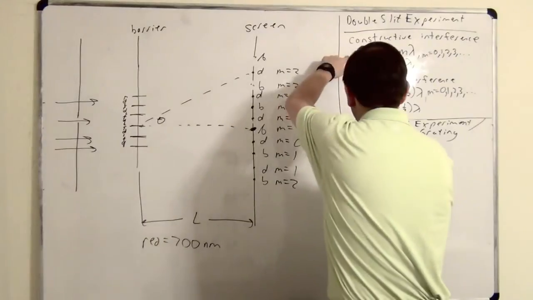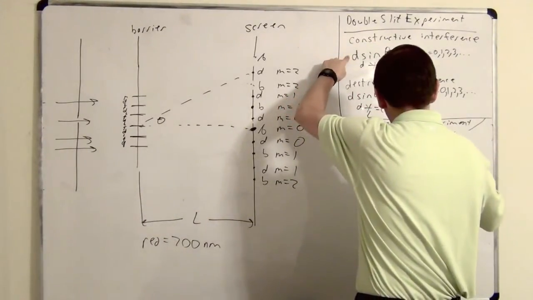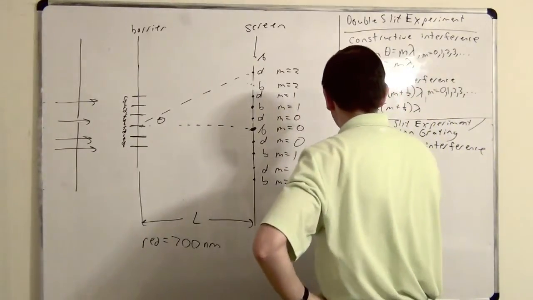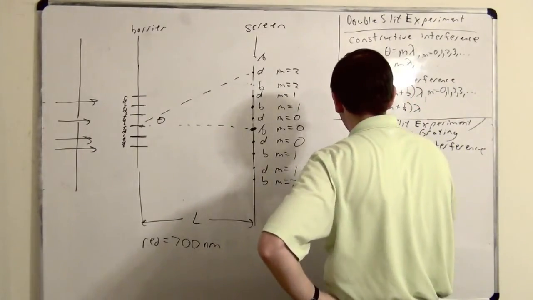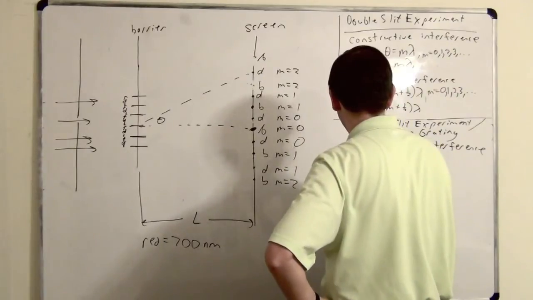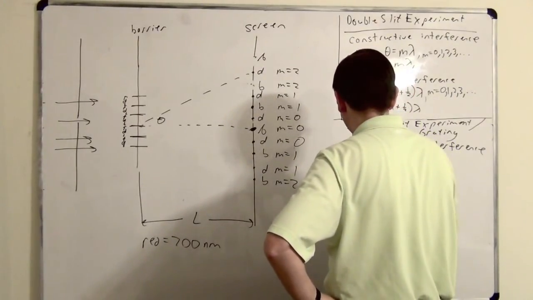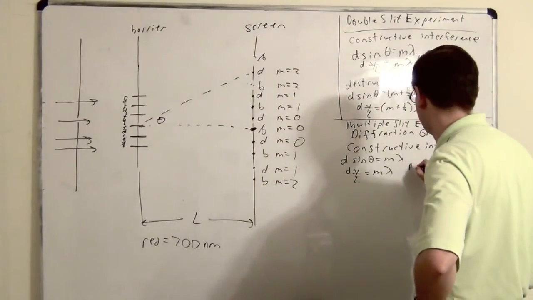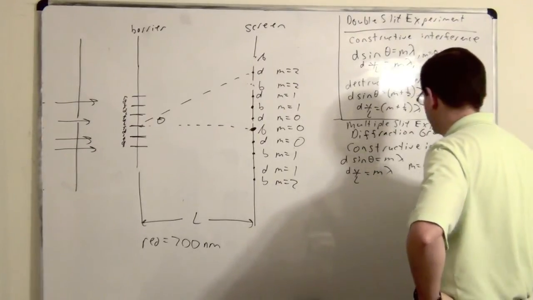So again, for constructive interference, we have our same equation: D sine theta equals m lambda, or D y over L equals m lambda. And again, m starts at 0.